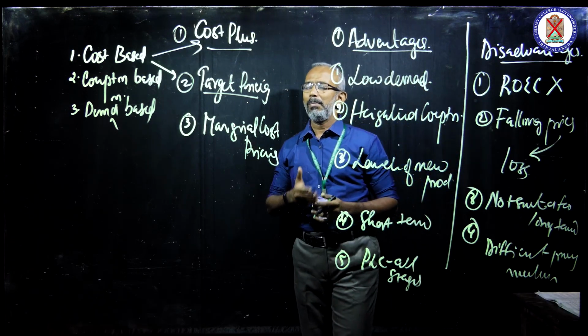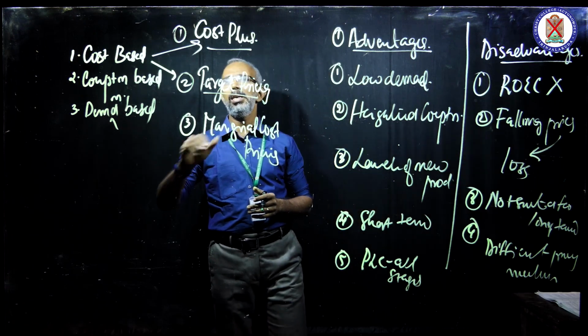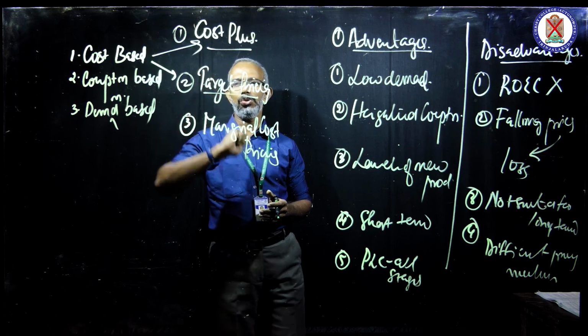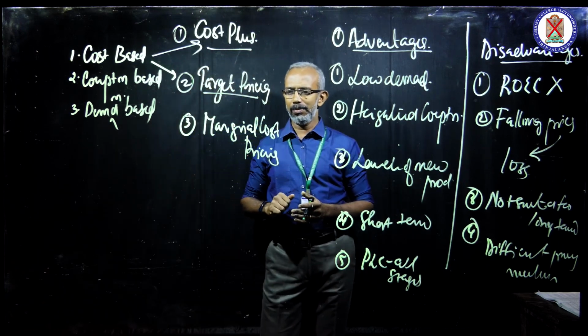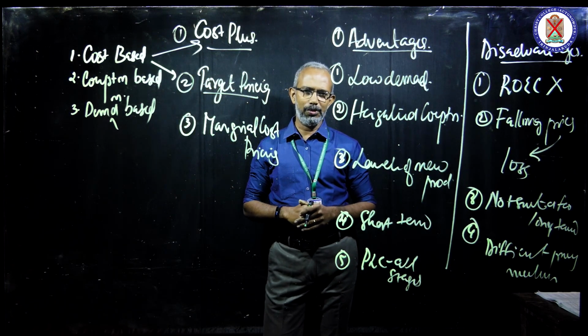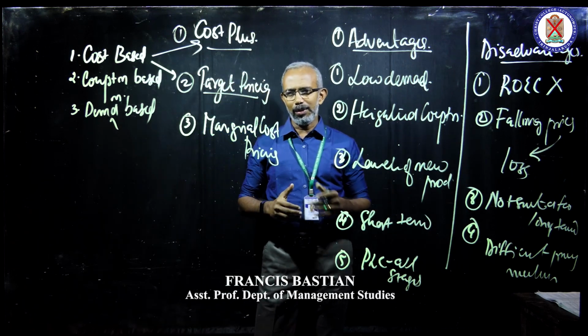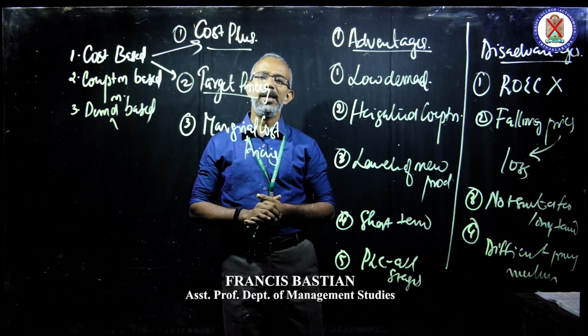This is all about marginal cost pricing, which is the third method in cost-based pricing. Cost plus pricing was the first one. Target pricing is the second one. Marginal cost pricing is the third one. The last one will be break-even pricing, which we will attempt to understand in our next session.